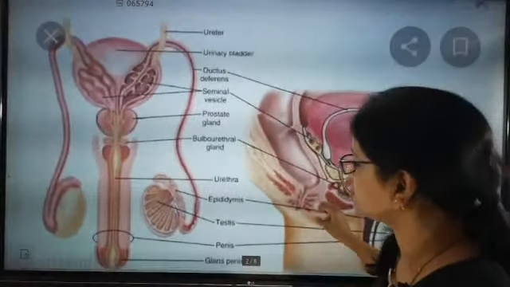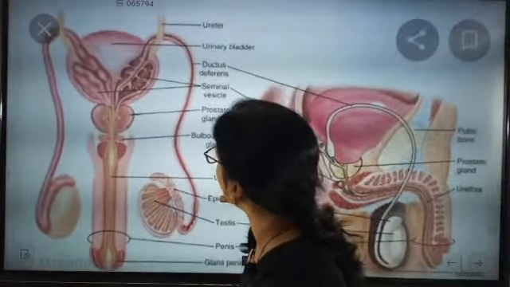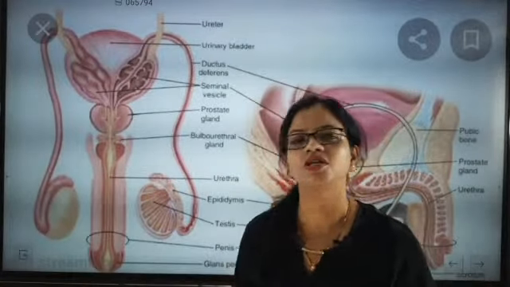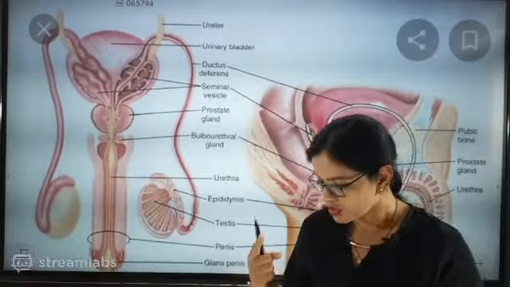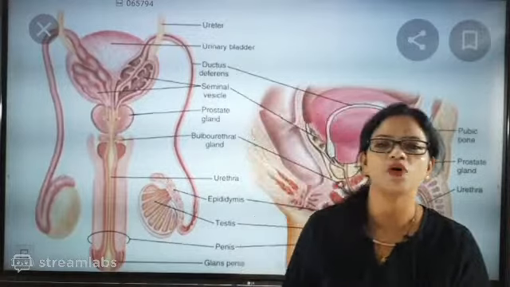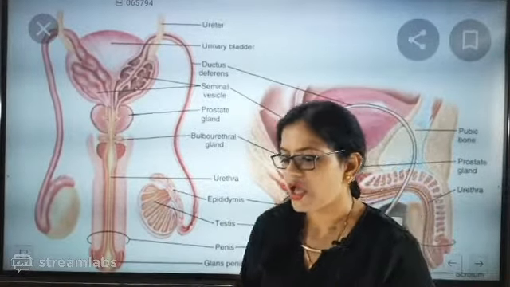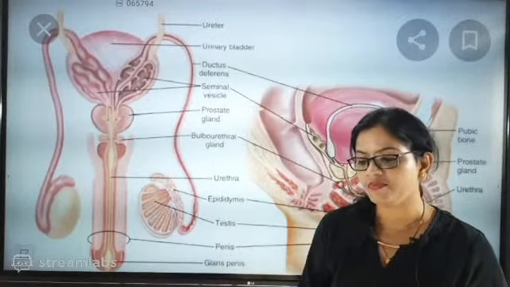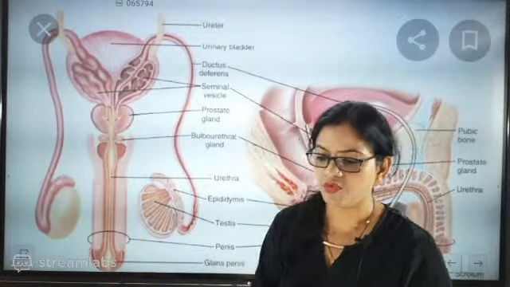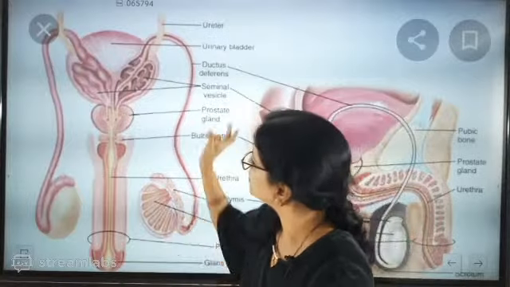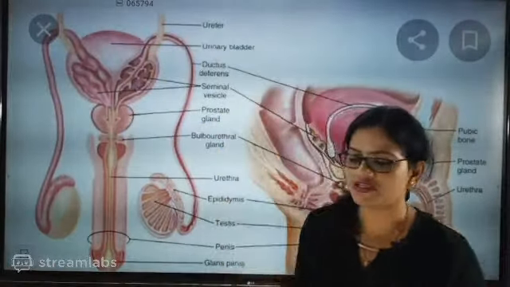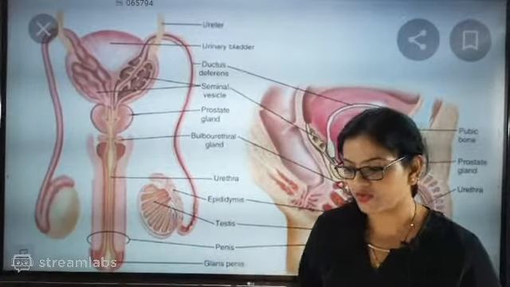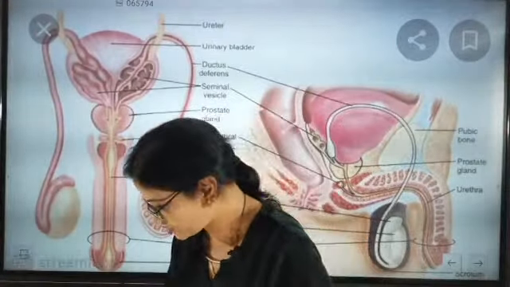In the male reproduction section, we are going to talk about the place where the sperms are formed, where the sperms are stored, and how the sperms get their motility. Motility means how it moves from the testis towards the seminal vesicle, and from there towards the urogenital area and towards the penis. So we are going to learn about that.